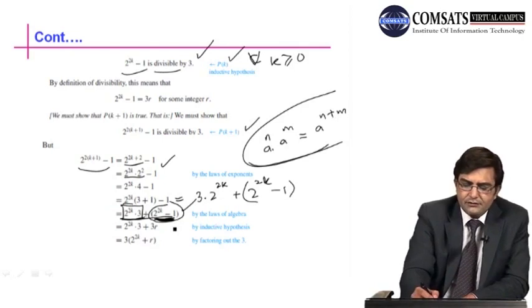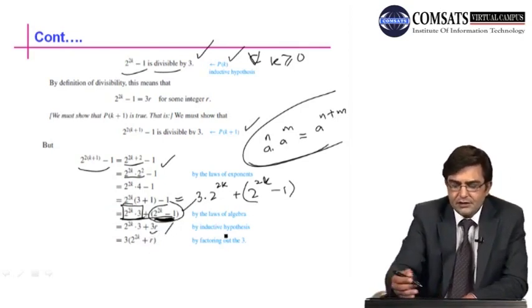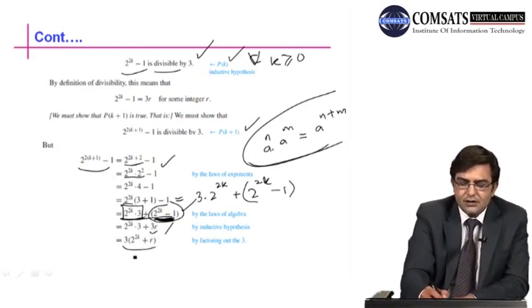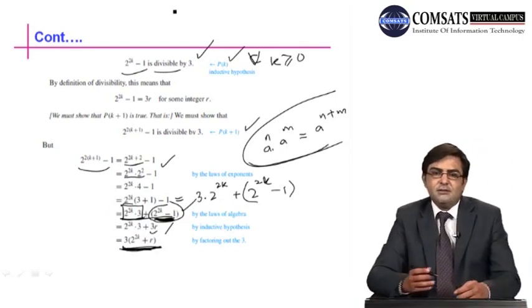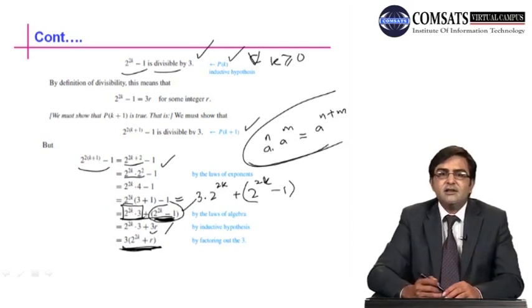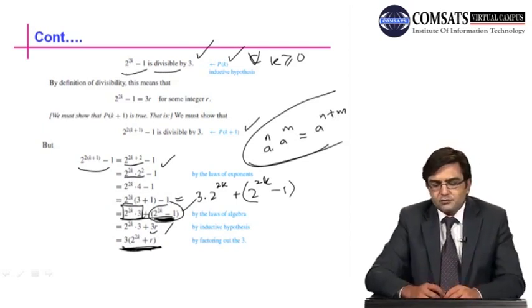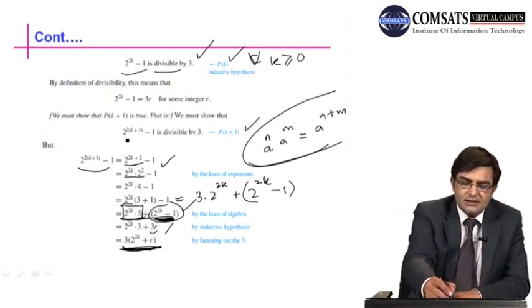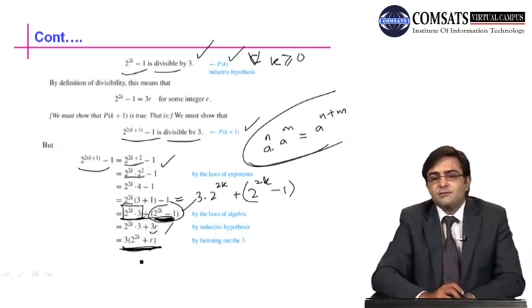Or we can proceed further. We can write it as 3 into some integer r, by taking 3 common from these two terms, and we can conclude that this expression is a multiple of 3. If this expression is a multiple of 3, then it is divisible by 3. So P of k plus 1 is also true, because this expression is divisible by 3.